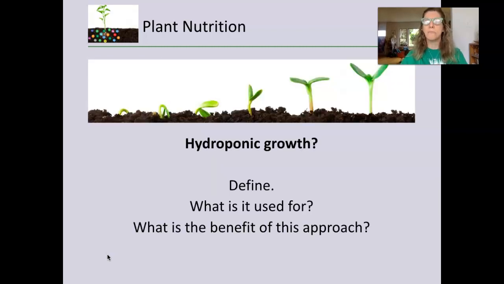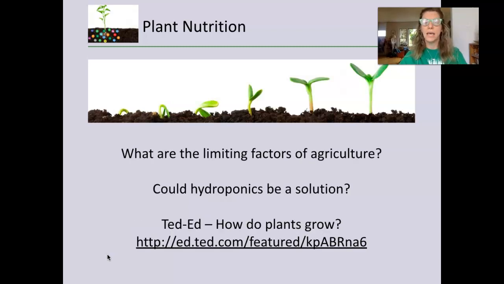So what about hydroponic growth? You may have heard this before. You should be able to define this and explain what it's used for and the benefits of this approach. And when I mean what it's used for, it's not just for growing your delicious, very small salad greens that you probably eat, but also for experiments, right? Think about how it could be used for an experiment. If you had a question about limiting factors in agriculture, you could use hydroponics for a solution.